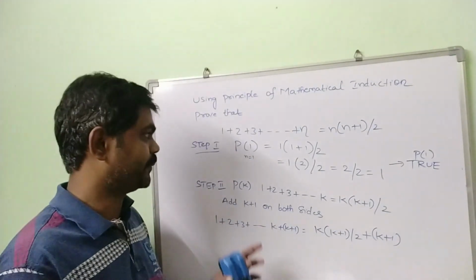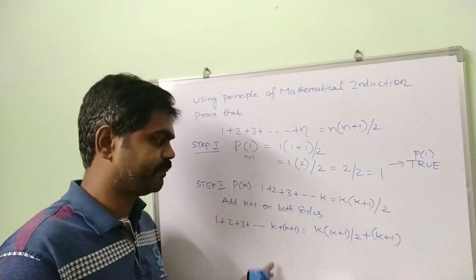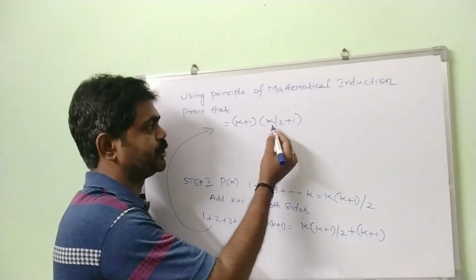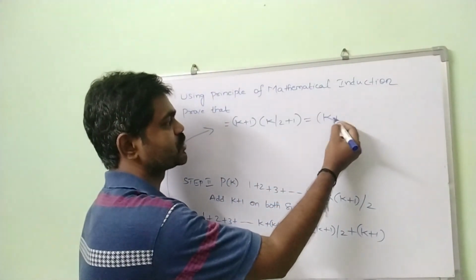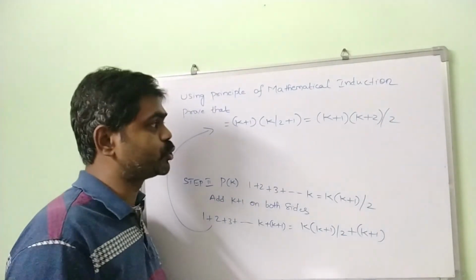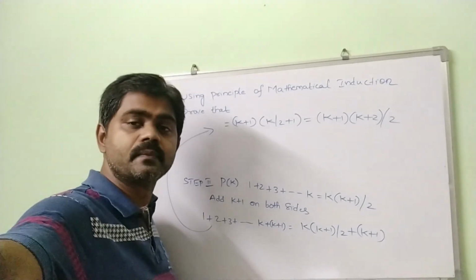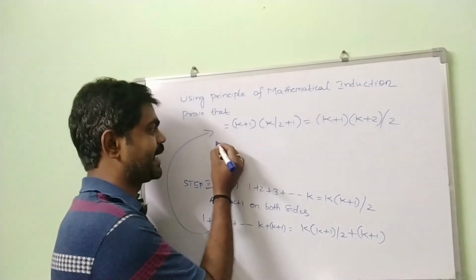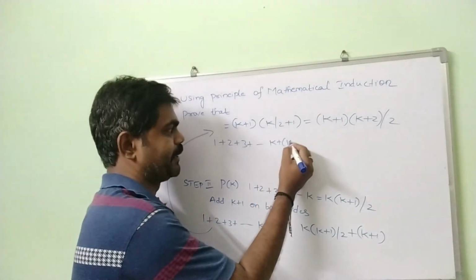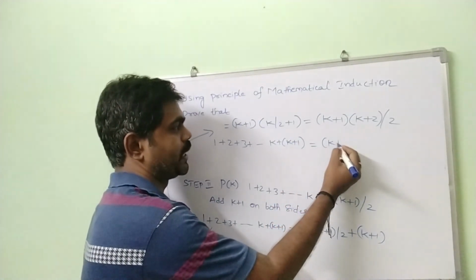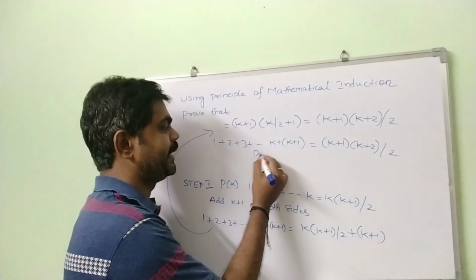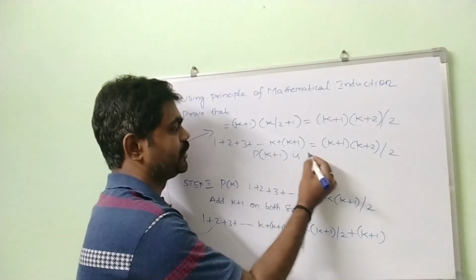Okay, so I'm erasing this, we have no space here. Now we'll see what we'll get. So we get k plus 1 into k by 2 plus 1, which is nothing but k plus 1 into k plus 2 by 2. So the last statement may be written as 1 plus 2 plus 3 so on up to k plus 1 equal to k plus 1 into k plus 2 by 2, which means that P of k plus 1 is true.